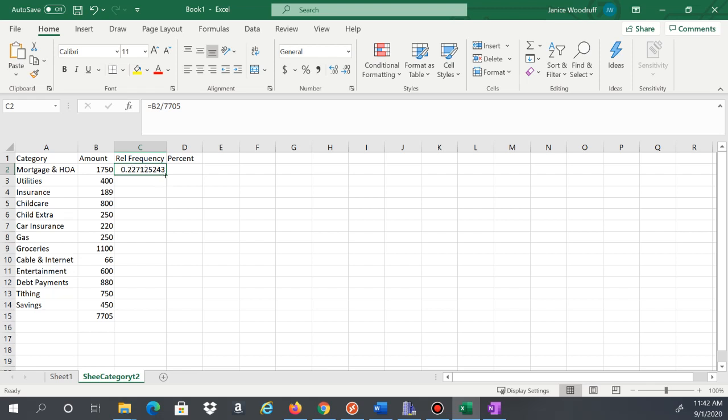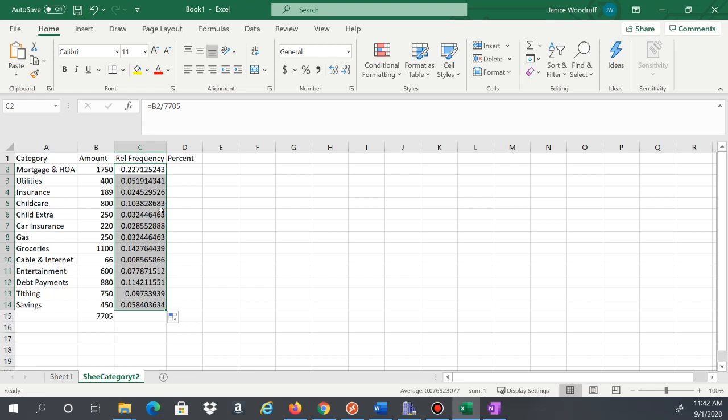Okay, and then I'm going to pull this down. See how if I go to this little corner where the green box is, the cross is white, now it's black. Wait till it's black, click on it, hold it down, and drag. That'll give you all the percents.